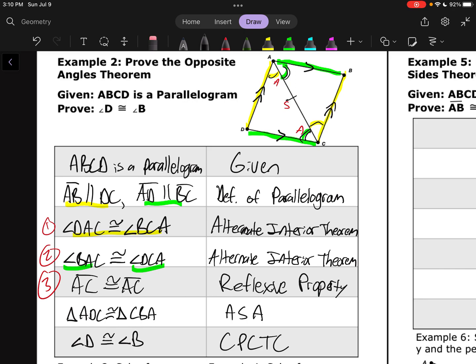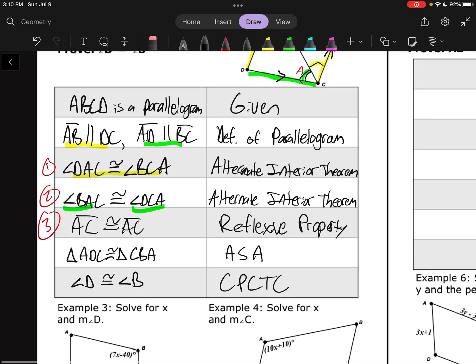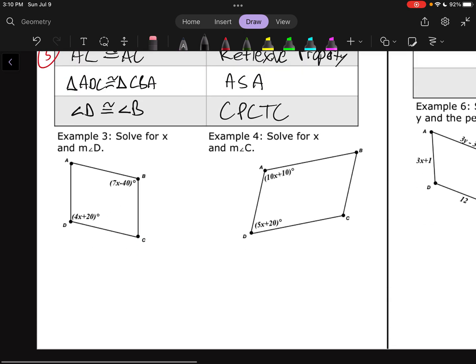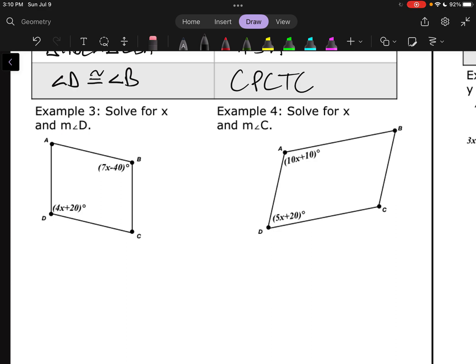Okay, so we understand the logic behind why these parallelograms have these theorems at least. Now let's use them. Let's try to do some algebra here. So example 3 says solve for x and the measure of angle D. Okay, well, what do we know about those opposite angles in a parallelogram? Right, if this thing's a parallelogram, those opposite angles there have to be congruent, right? That's what we just proved.